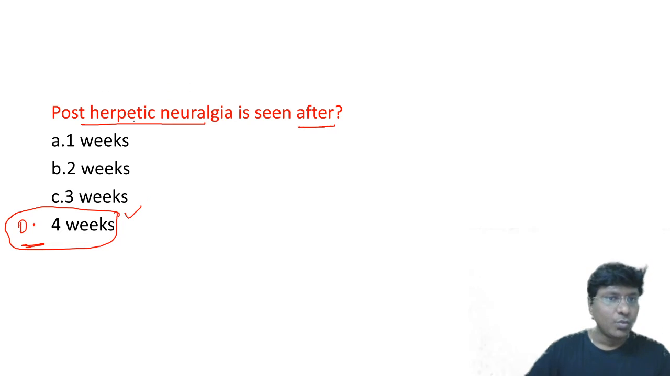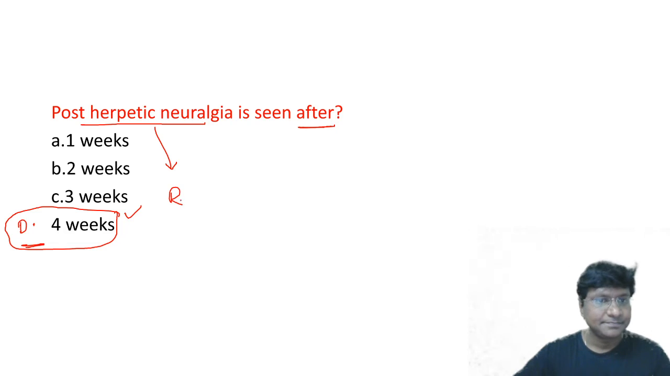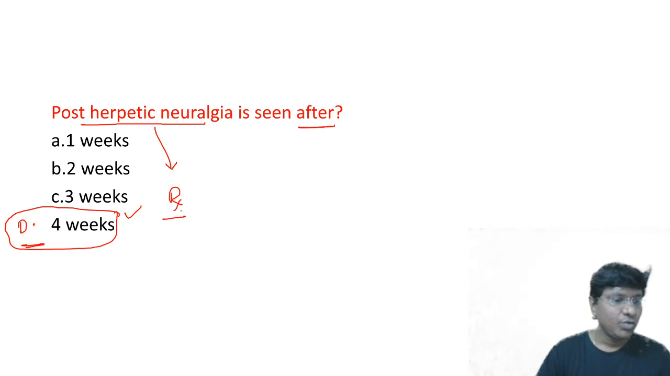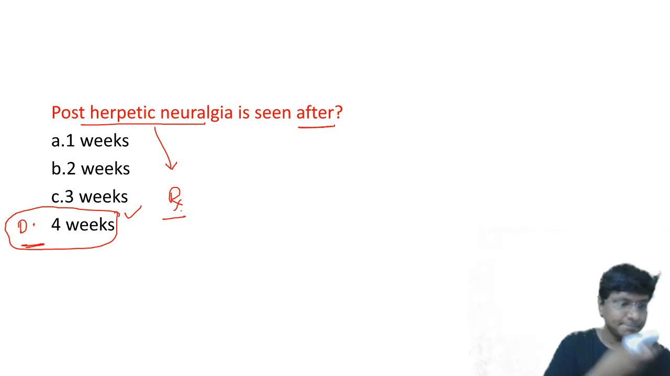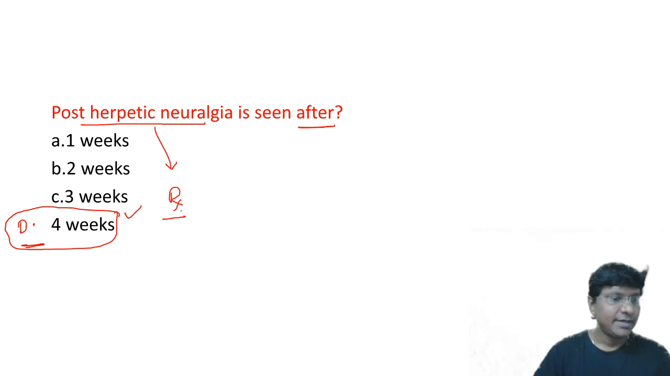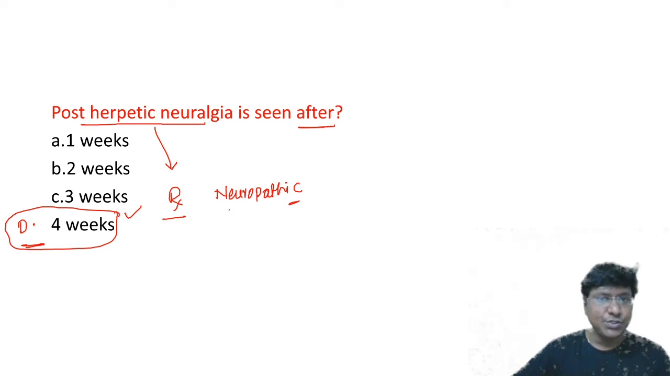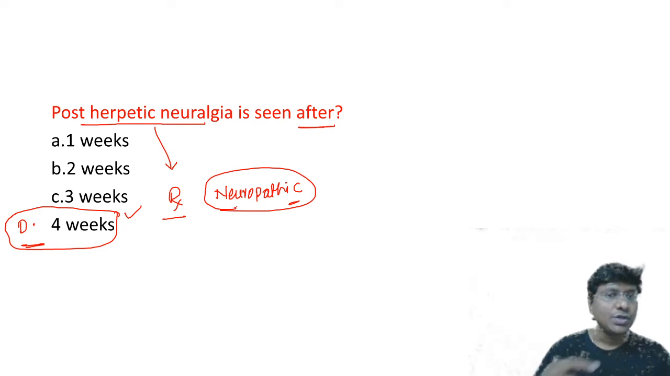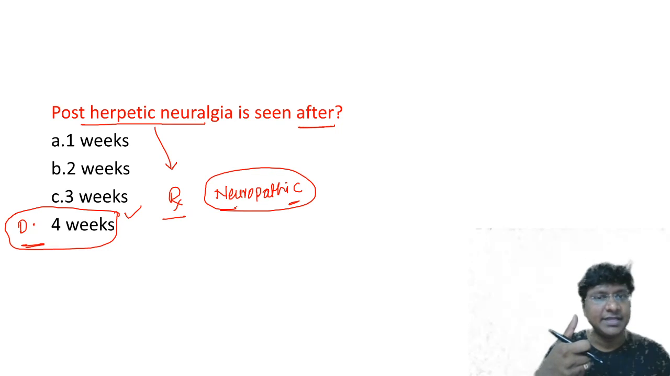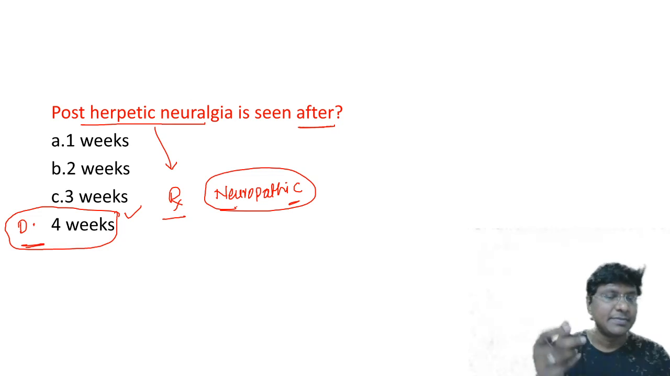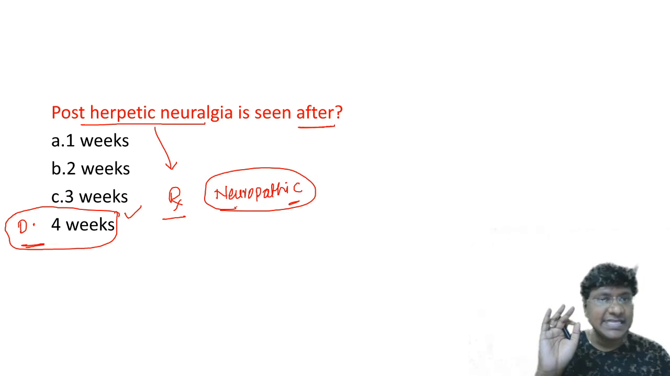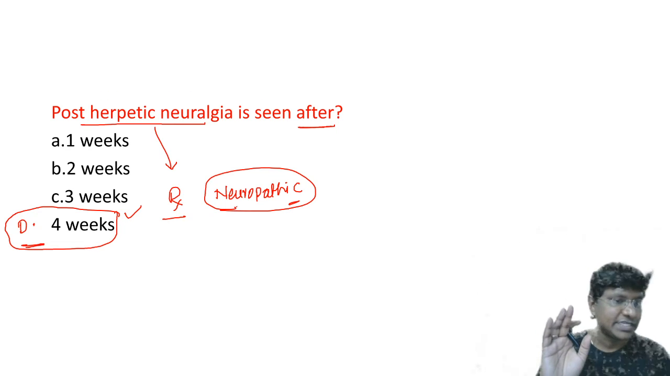Can anyone tell me what is the treatment of post-herpetic neuralgia? Any one of you? Treatment, please. It is basically a neuropathic pain. Now this neuropathic pain has to be reduced. So what are the drugs that you can give? You can give pregabalin, gabapentin, carbamazepine. These are the drugs that you can give for the treatment of post-herpetic neuralgia.